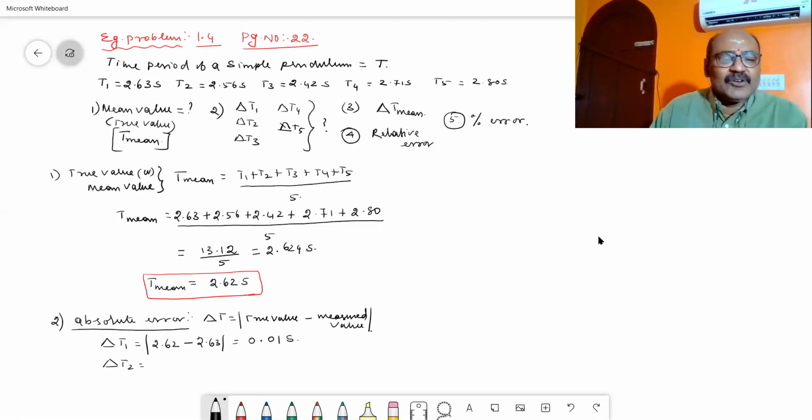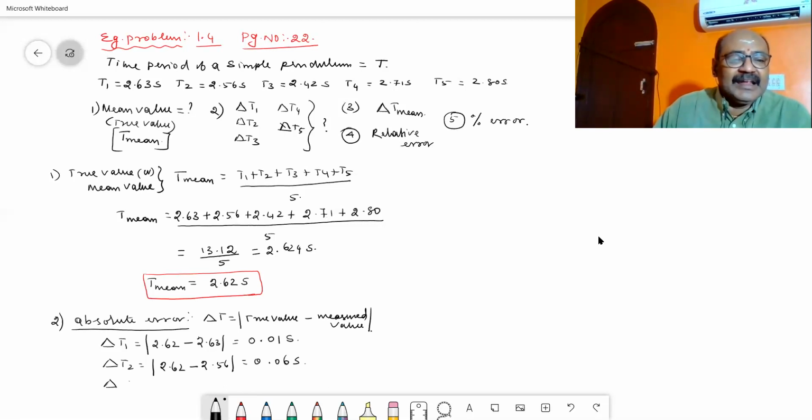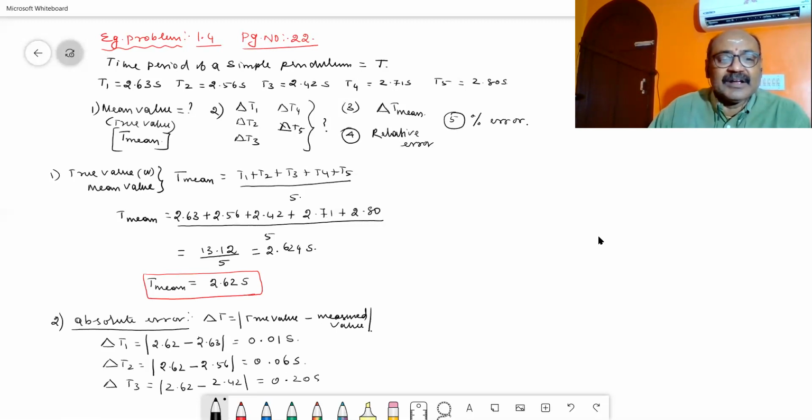So what is delta T2? That is the absolute error for the second measurement, 2.62 minus 2.56. Getting the difference, you will be getting 0.06 seconds. Similarly, measure delta T3. Again, the true value 2.62 minus the measured value 2.42. What is the difference? 0.20 second is the absolute error.